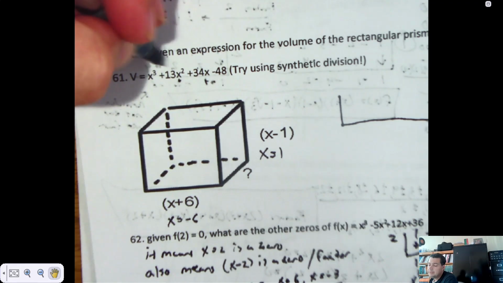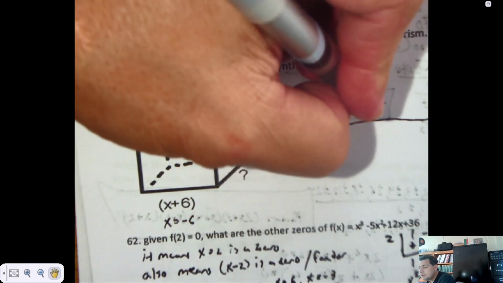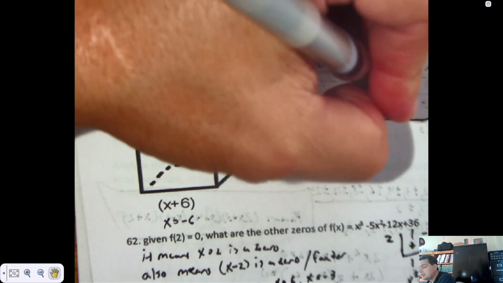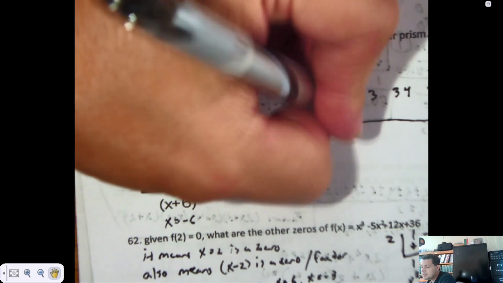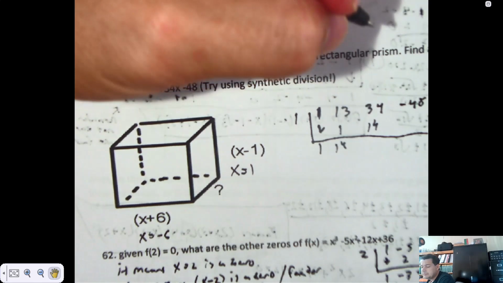I'm just looking to see if I have to have what's called placeholders here. It's where you make too big of a jump at once. We haven't run across that yet. So synthetic division, 1, 13, 34, negative 48. I'm going to pull out the 1 first because it's small. So I drop the 1, I multiply, I add, I multiply.